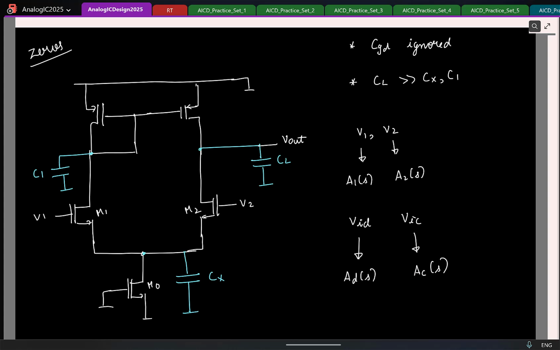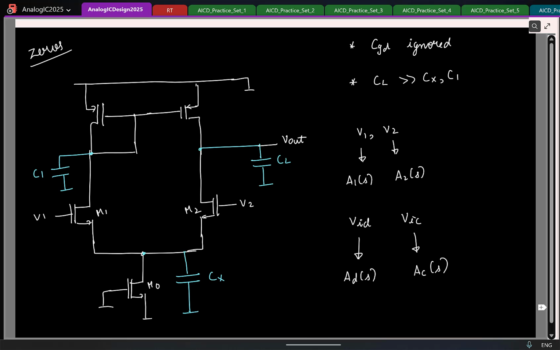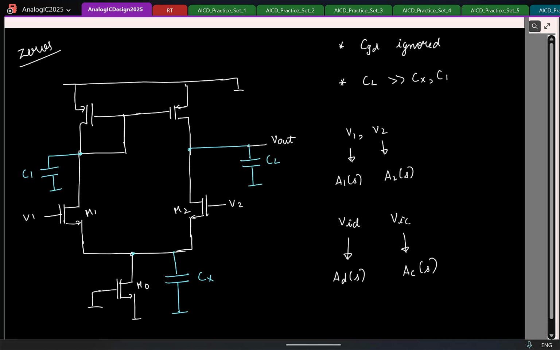So we are more interested in the differential mode performance. So today we look at the zeros in the differential mode transfer function. The common mode zeros will be a practice problem for you to work out. I'll give it next week. So let's now try to find the zeros in the differential mode transfer function. So I'll rewrite it. This is zeros in the differential mode.